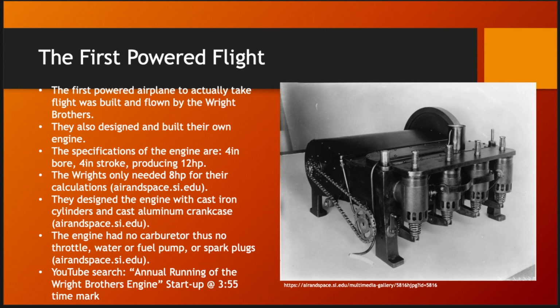The engine only made 12 horsepower, which is really interesting because my little fuel saver car is about 110 horsepower, a little Saturn, giving about 40 miles to the gallon. This engine makes only about 12 horsepower, but it was good enough, and the Wrights, to their calculations, believed they only needed 8 horsepower. So I guess they exceeded the numbers that they needed.